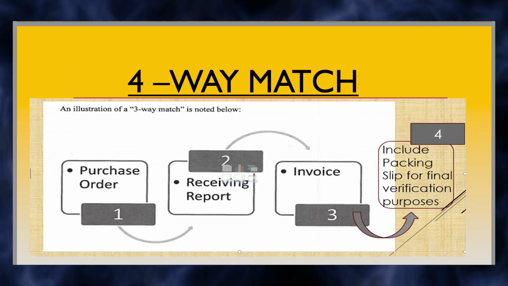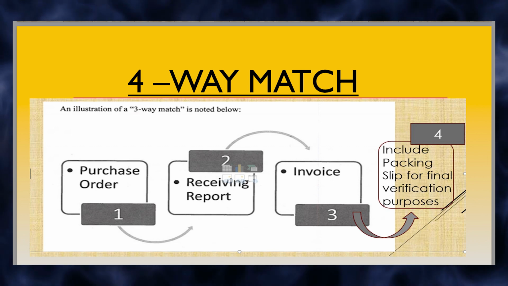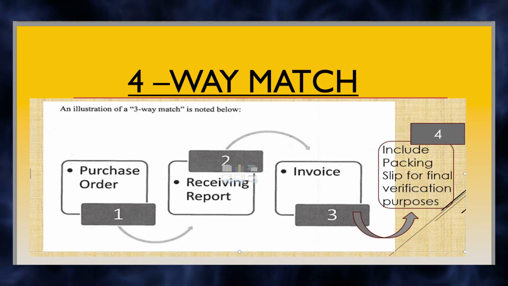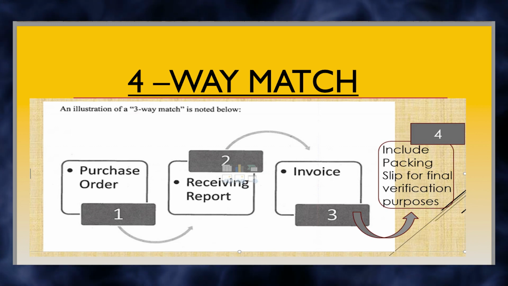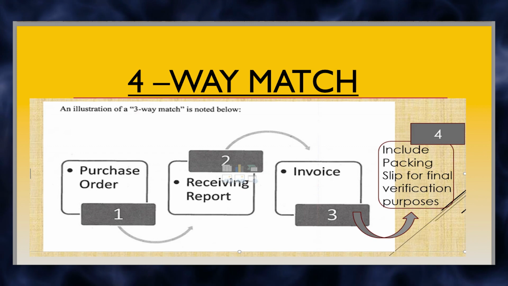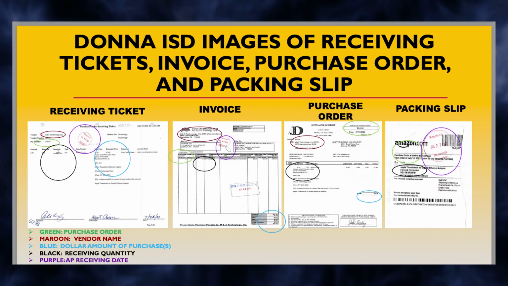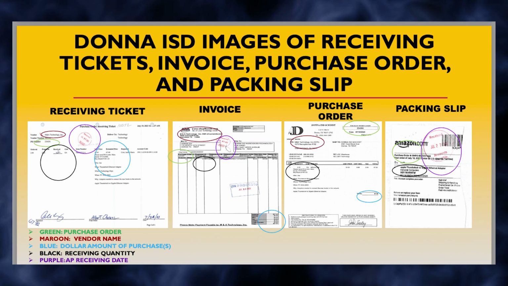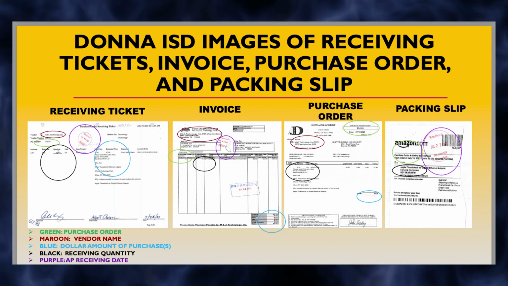Here are the 4 things required for payment. Number 1, purchase order. Number 2, receiving report. Number 3, invoice. Number 4, packing slip for final verification. Here are the images of receiving tickets, invoice, purchase order, and packing slip, actual forms used at Donna ISD.